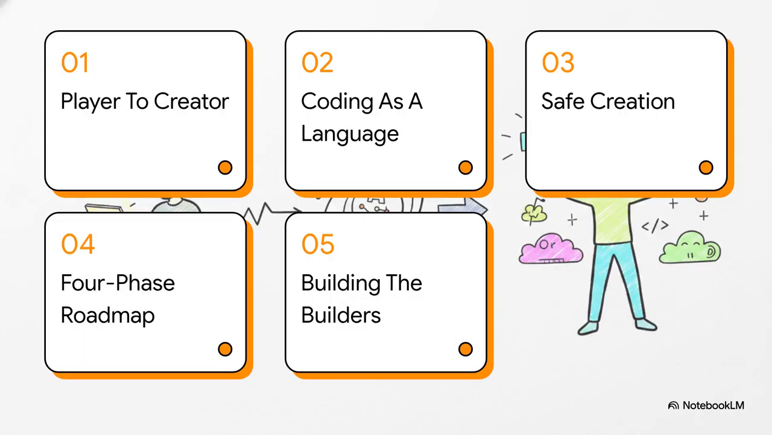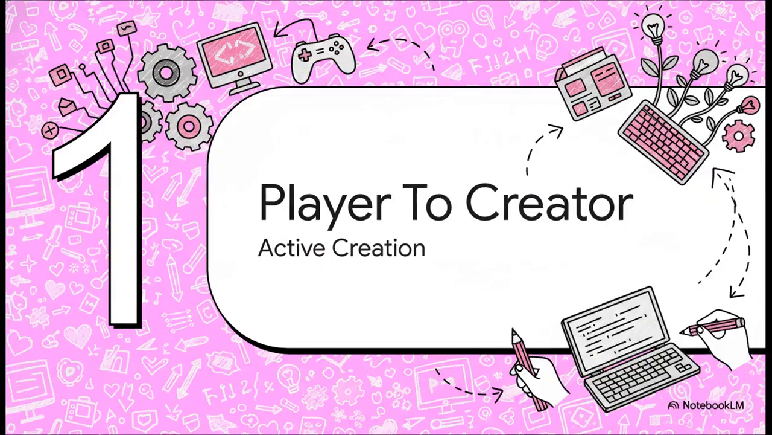So here's our roadmap for today. We'll cover from player to creator, coding as a language, safe and responsible creation, the four-phase roadmap, and finally, building the builders. Let's get right to it. Section 1. From player to creator.